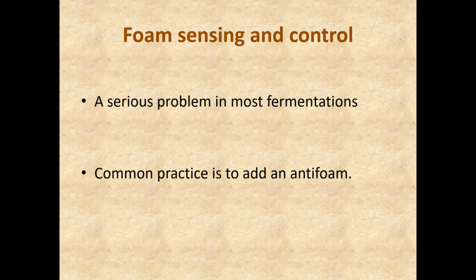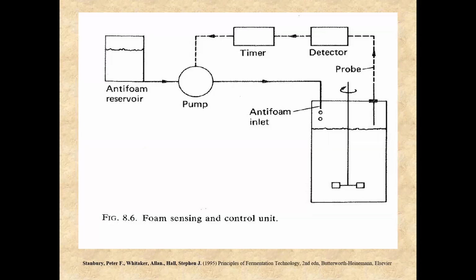Commonly used antifoams are some alcohols, esters, and fatty acids and derivatives, particularly glycerides such as cottonseed oil, linseed oil, sunflower oil. These antifoam additions will depend on the process and the economic considerations. Let's see an automated foam sensing and control unit.